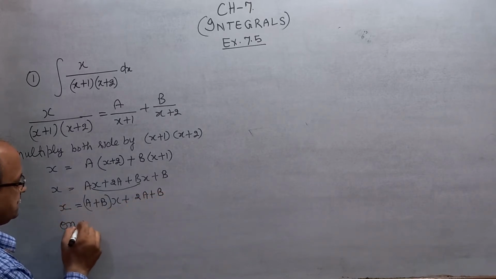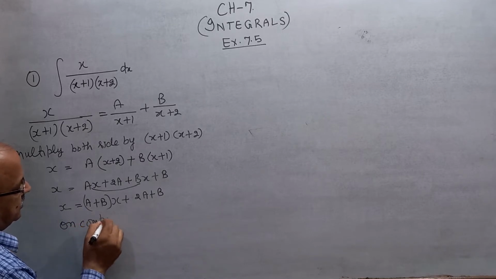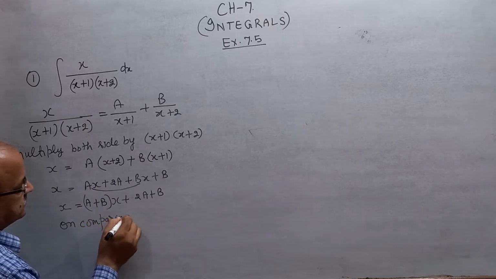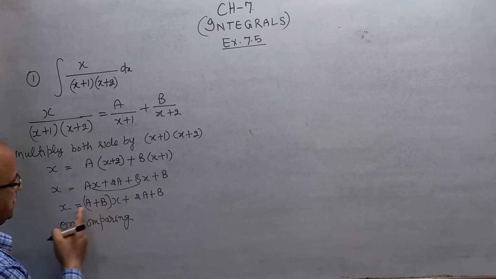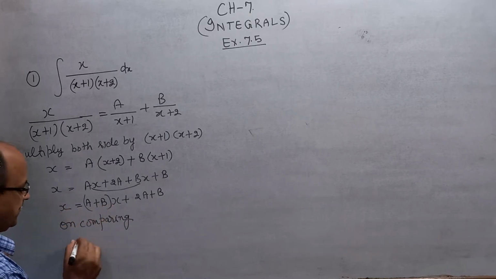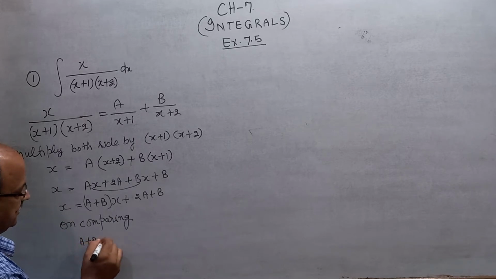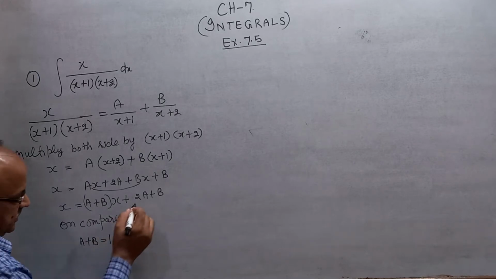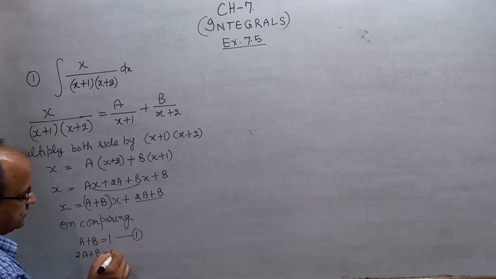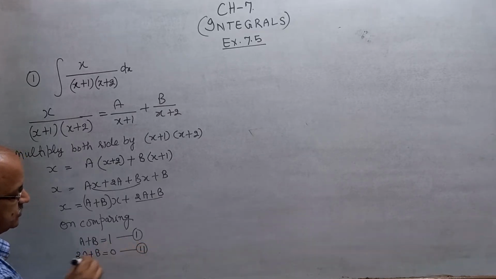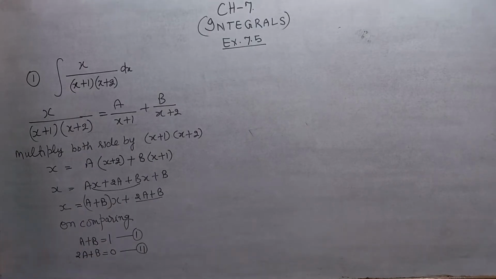On comparing the coefficient of x, this, and the coefficient of x on the left, we can write a plus b is equal to 1. Correct? And this is the constant term: 2a plus b is equal to 0, because you know that on the left hand side there is no constant term, so you can write 0.